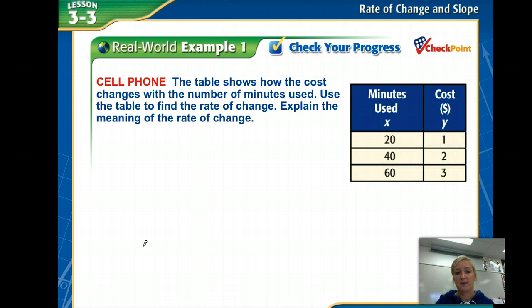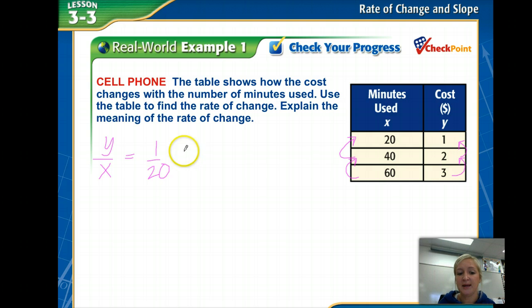Let's look at the next one. The table shows how the cost changes with the number of minutes used. Use the table to find the rate of change. Explain the meaning of the rate of change. So the change in y over the change in x. Well, I'm going to look at my y values and I'm going to move upwards. So 3 minus 2 I know is 1, and 2 minus 1 is also 1. So my y's are increasing by 1. 60 minus 40 is 20, and 40 minus 20 is 20. So my rate of change is 1 over 20.